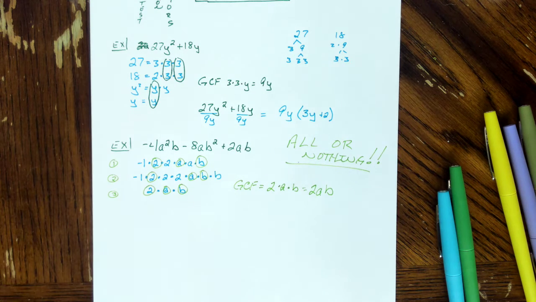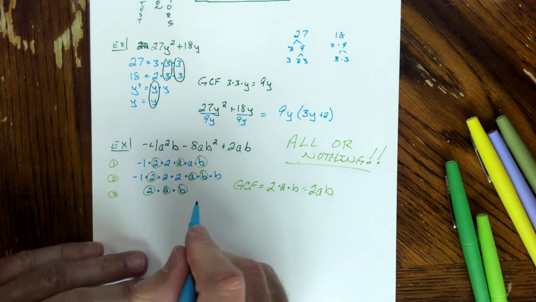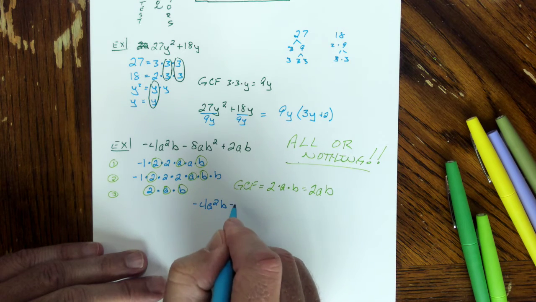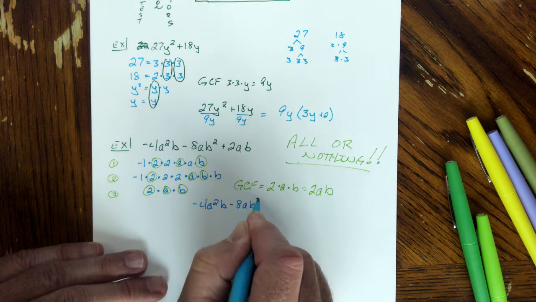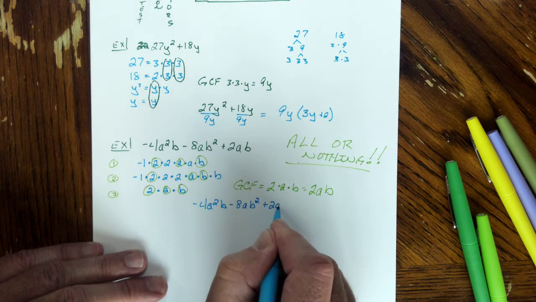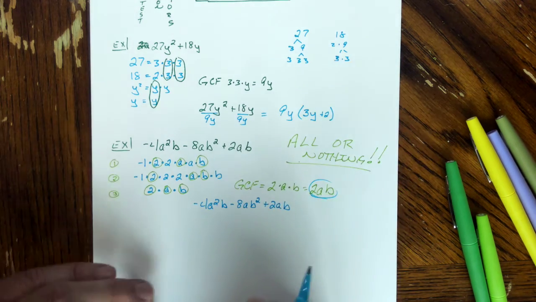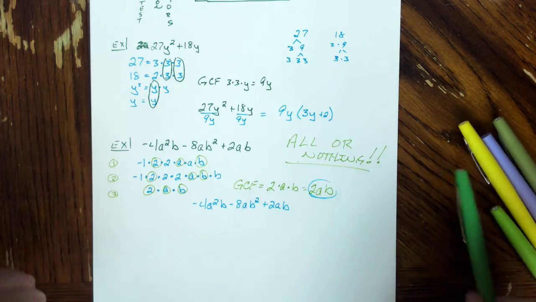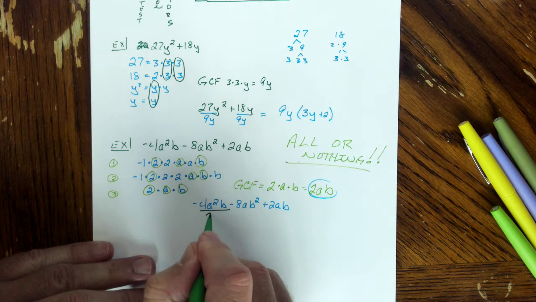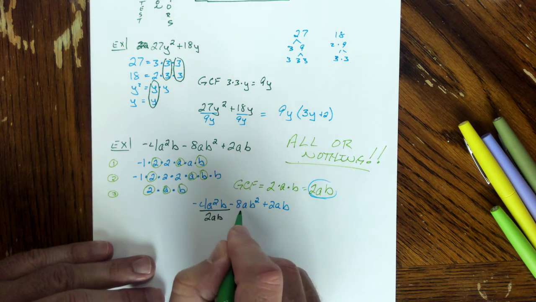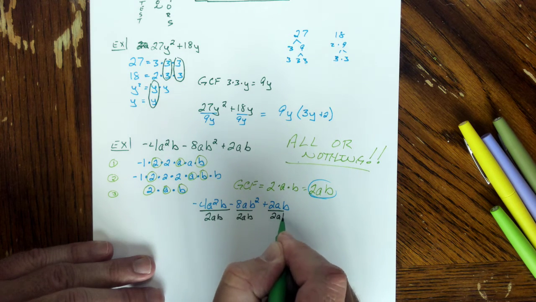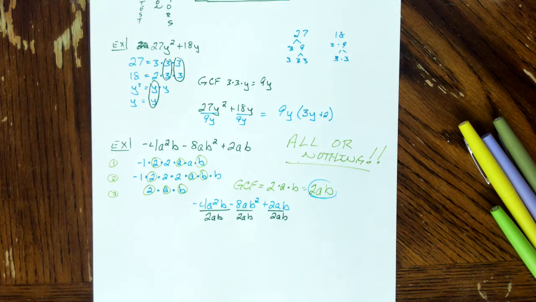What are we doing with that 2AB? Go back to your original problem. And that was negative 4 a squared b minus 8a b squared plus 2ab. We're factoring that out of everything. So, divided by 2ab, divided by 2ab, divided by 2ab. And again, some of you might be able to do some of this stuff in your head. Perfect, do so. Just avoid those simple mistakes. That's what you got to be careful with.